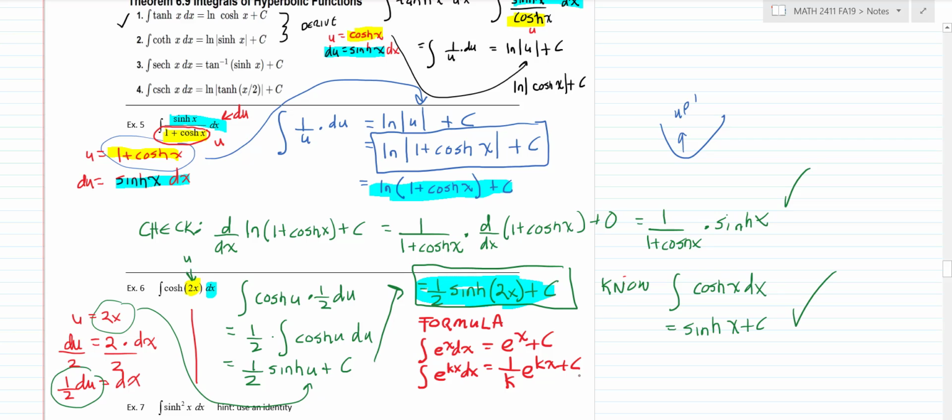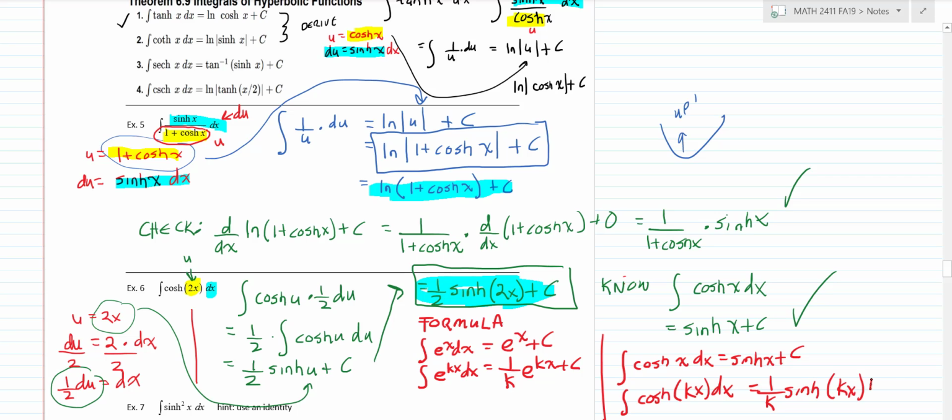Okay, well, on this problem, the trig functions work the same way. So we know the integral of the cosh of x dx is equal to the sinh of x plus c. But what if we change that to kx? Then if we had the integral of the cosh of kx dx, that would be 1 over k sinh of kx plus c.